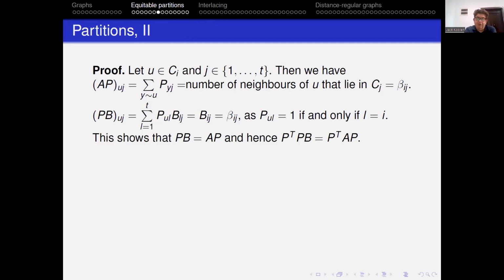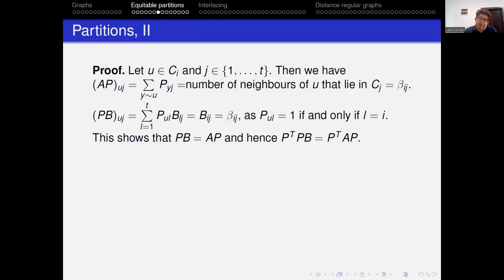Then we calculate (AP)_uj. That is the number of neighbors of u that lie in Cj, yes? And that is beta ij.